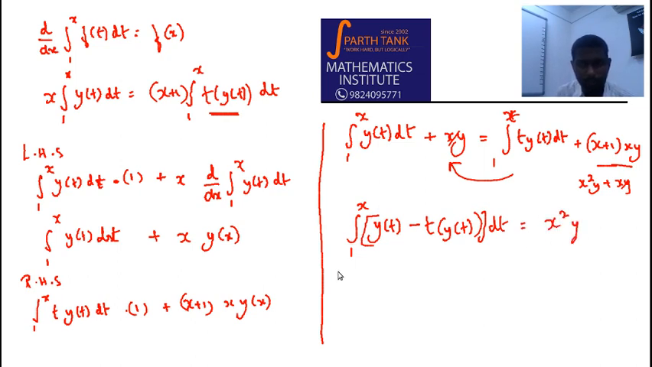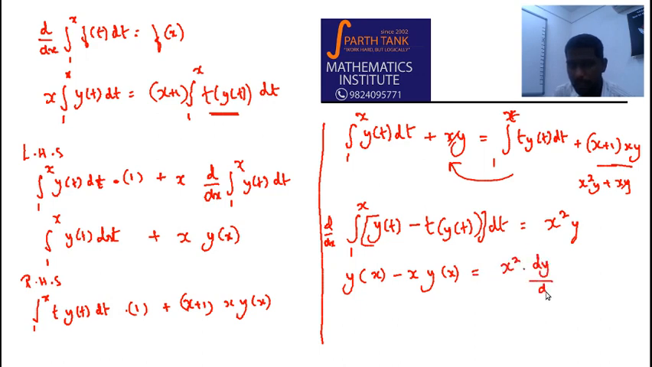Let us differentiate the whole thing once more, and remember, while you differentiate this, it is going to become f of x. Just substitute x in the place of t everywhere. So if I differentiate the whole thing again, d by dx of everything, I get y of x minus x into y of x is differentiating here as a product, x squared into dy by dx, keeping this constant, differentiating this, and keeping y constant and differentiating x, you get 2x, right? So this is nothing but y minus xy is x squared dy by dx plus 2xy.